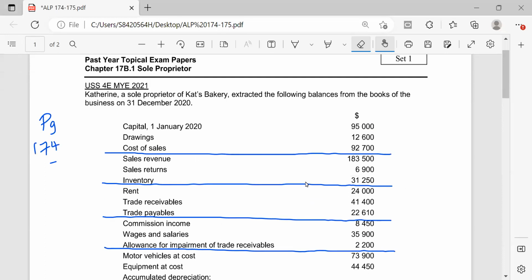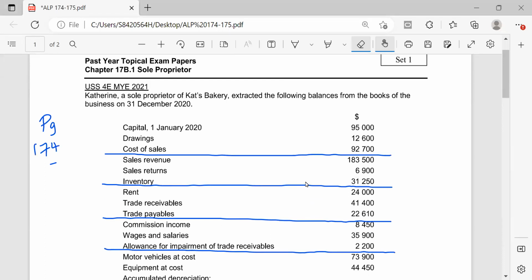Okay, for today's session, we are practicing on the adjustments. So I'll be doing the ALP page 174. All right, this is a sole proprietorship. The business name is known as Kate Bakery.